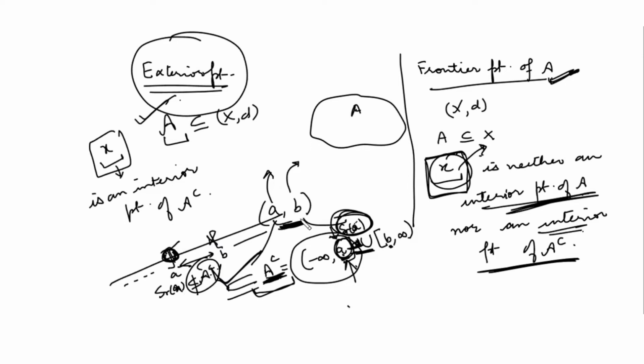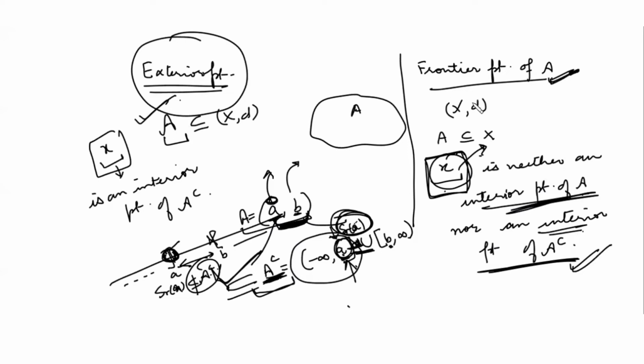With the same reason, they are not the interior points of A set. इसके भी नहीं है. Because A के around आप smallest से smallest neighborhood ले लो, it is not completely lying in A. Similarly for B. So X is neither an interior point of A nor an interior point of A complement. So this X is said to be the frontier point of A.